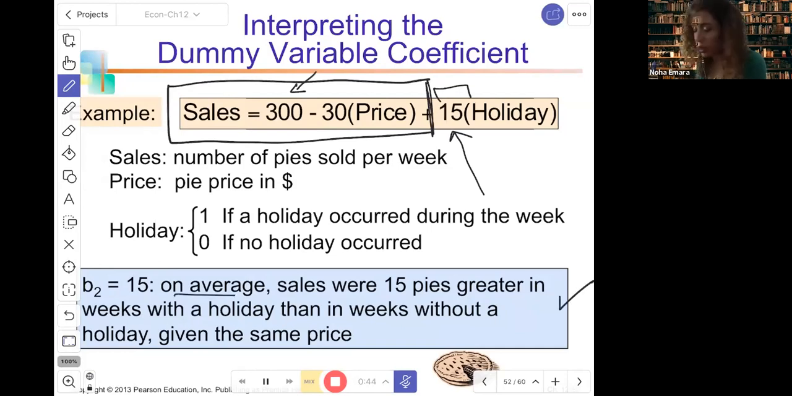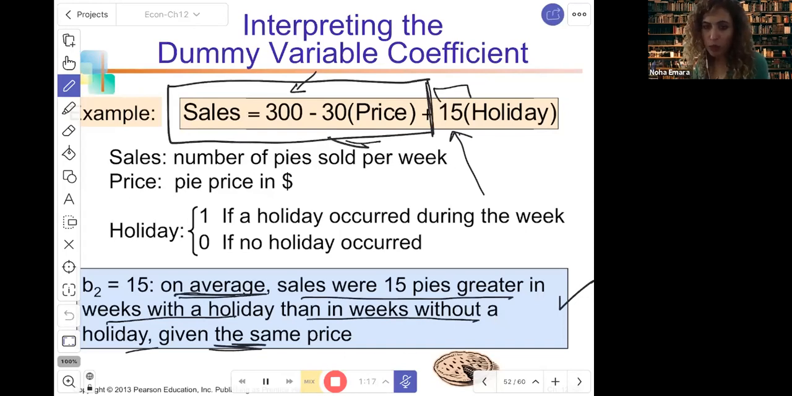And remember, we need all the time to mention the words on average because I do have many observations, right? I have multiple points of observations. And this is not going to be talking about just one point. It's talking about the average of all of these observations in my sample. So on average, the sales were 15 pies greater in weeks with a holiday than in a week without a holiday, given the same price or holding the price constant. Because anytime I'm analyzing one factor, I'm holding the other factor constant. If I'm analyzing the price, I'm holding holiday constant and vice versa.